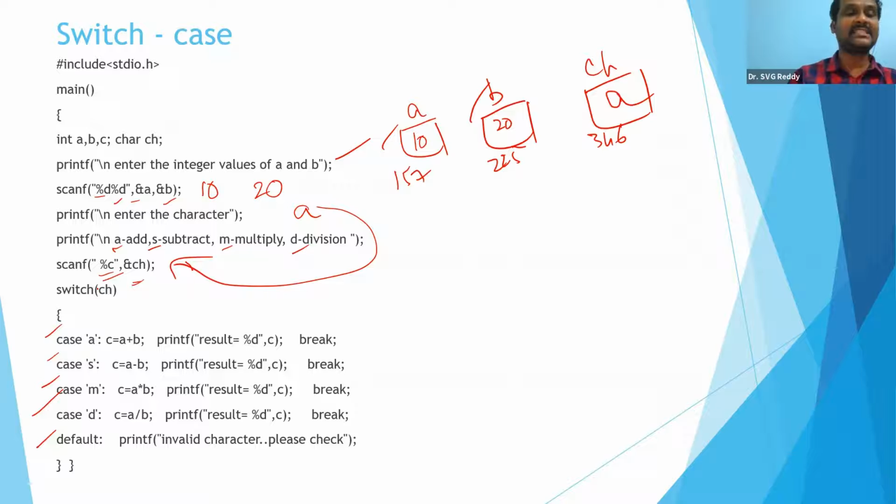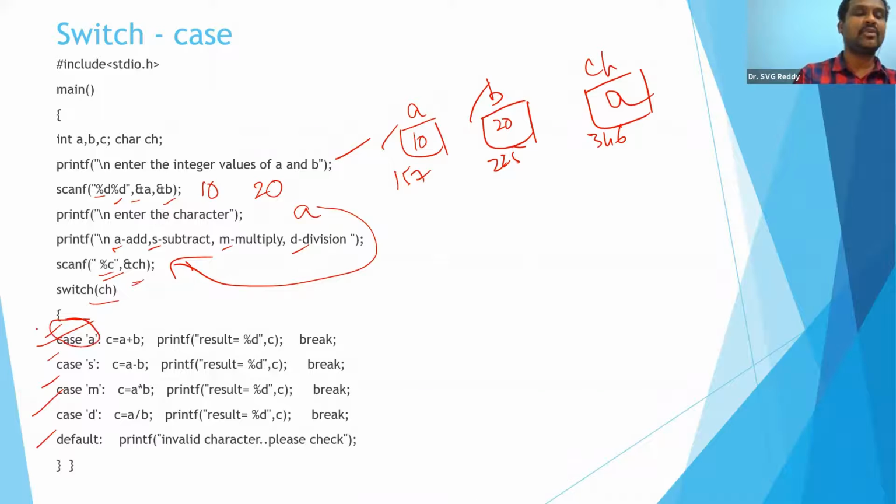Then switch CH, switch expression, which is CH. CH is having what? A. Switch to A. There's clear understanding. Switch to A. So it will have case A, S, M, D, and default. It will switch from here to here.